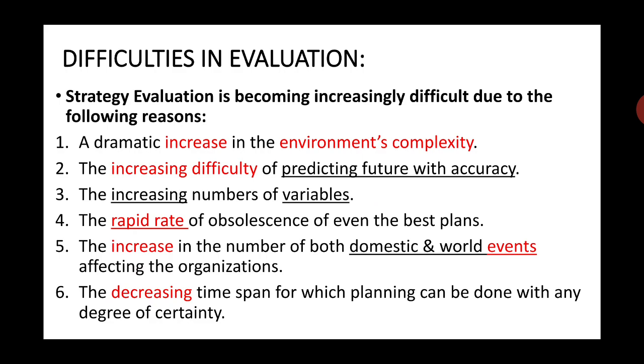You have 1, 2, 3, 4, 5, 6. Read them carefully. I think numbers 1, 2, and 3 are clear. Let us look at number 4. The rapid rate of obsolescence of even the best plans. What do you mean by that? It means the fast rate of becoming old, even for the best plans.